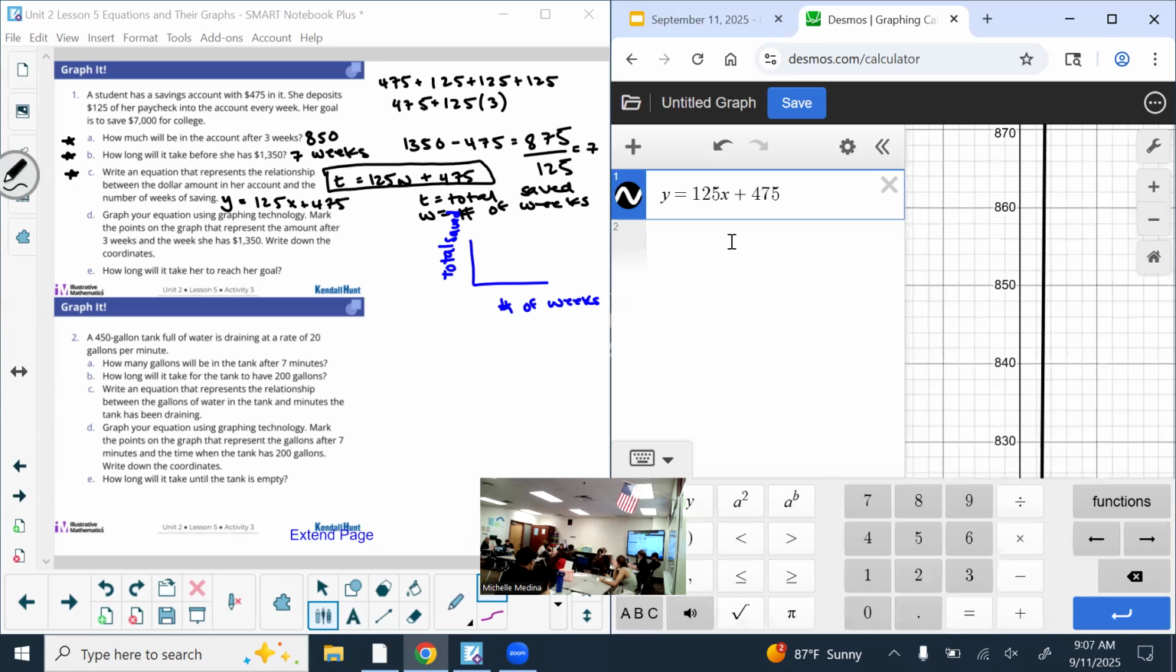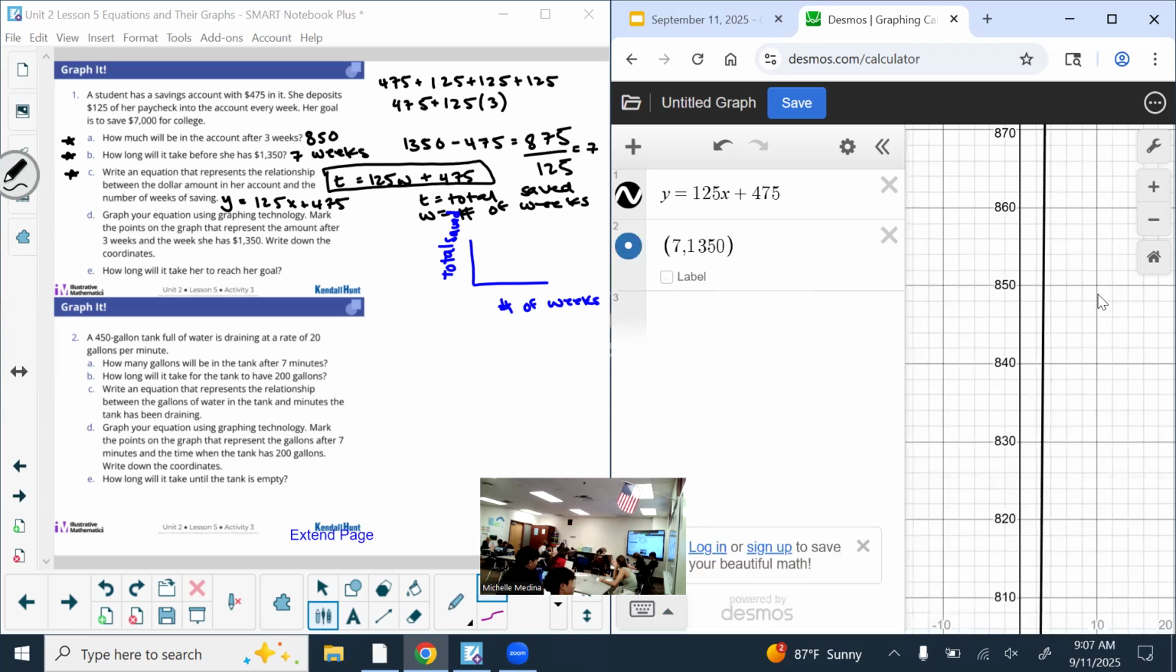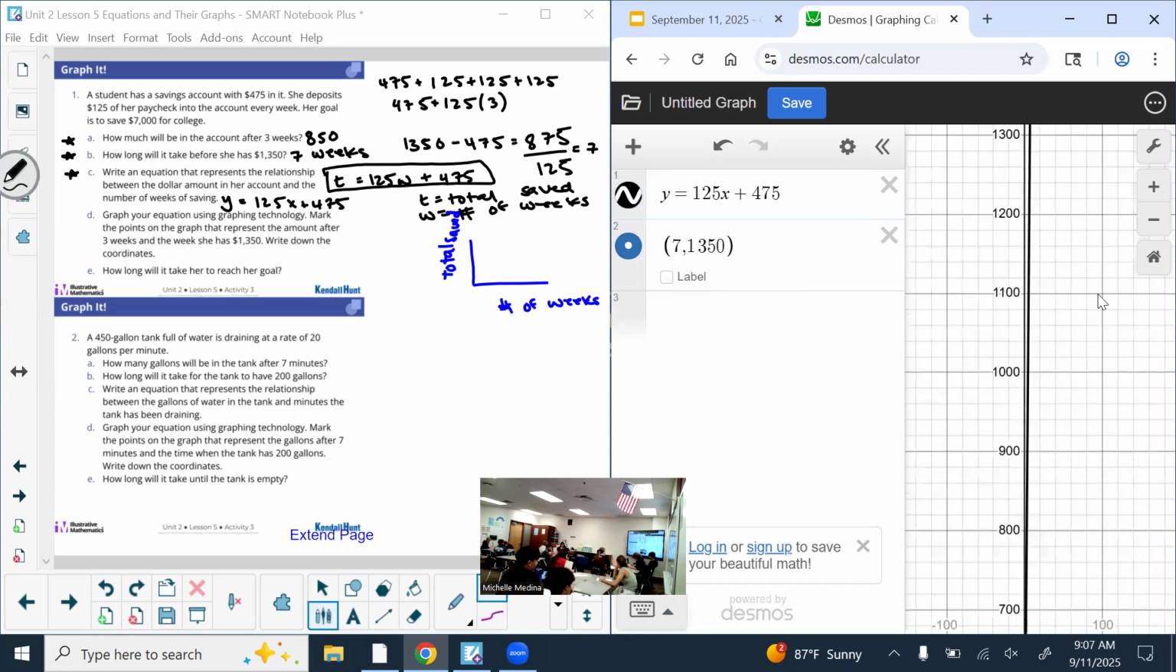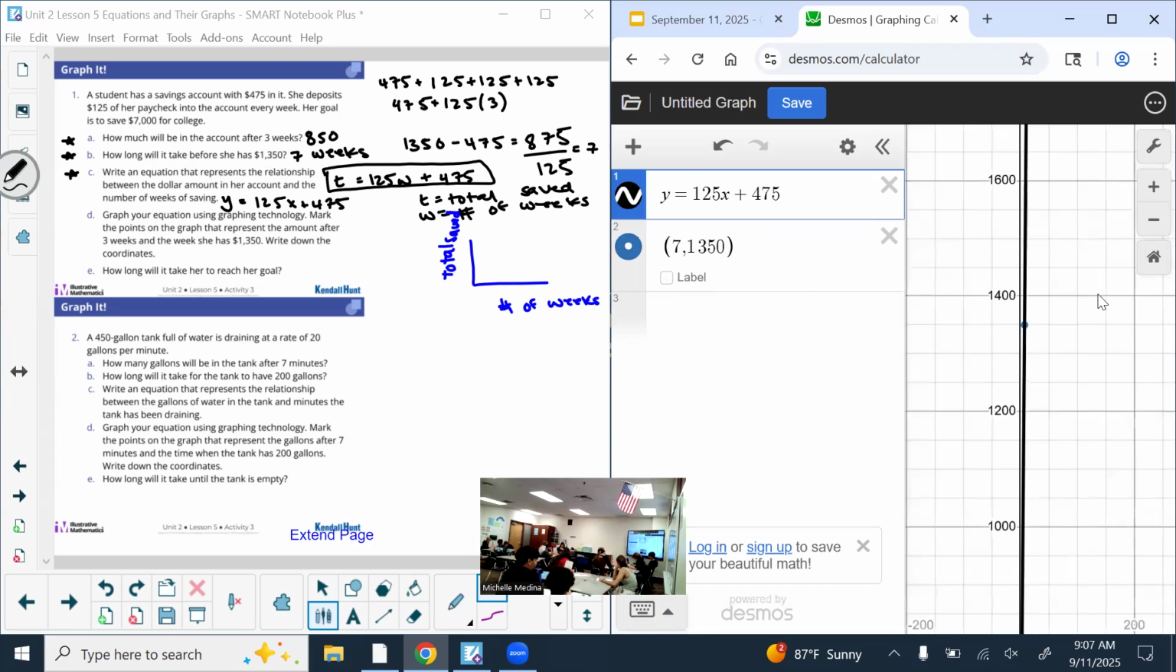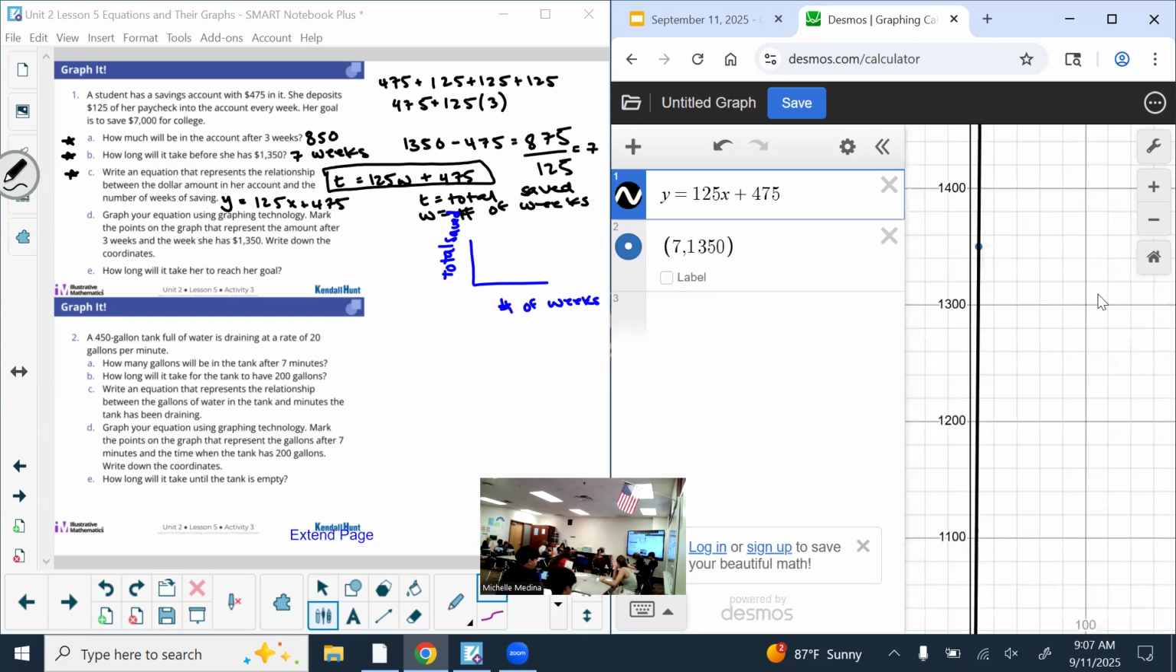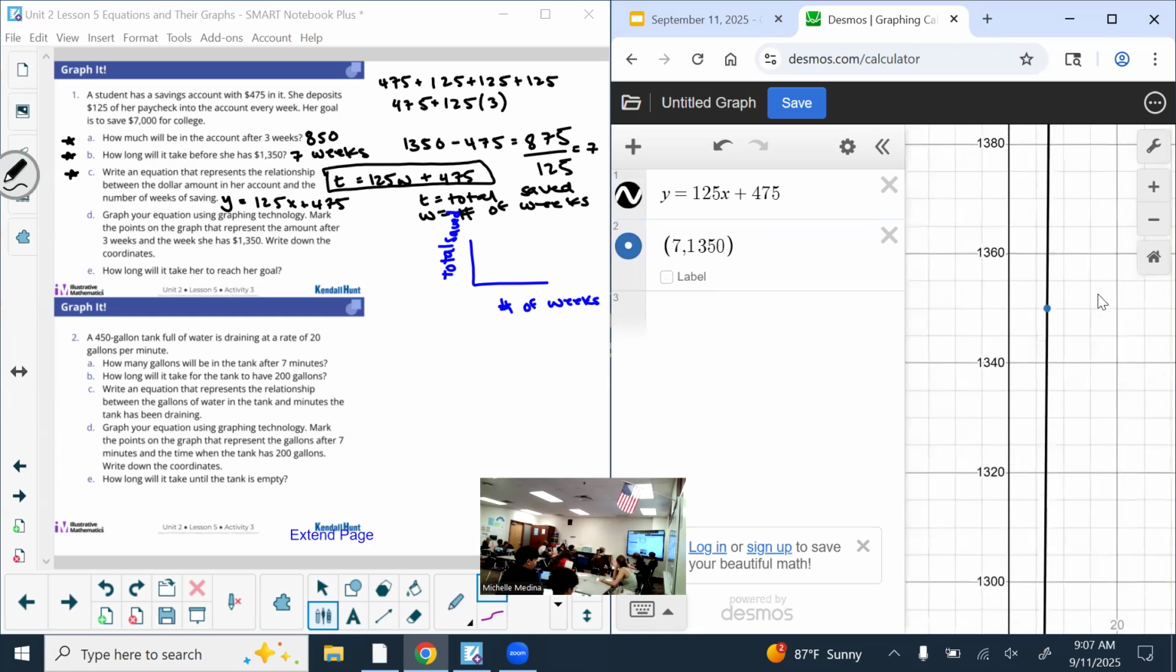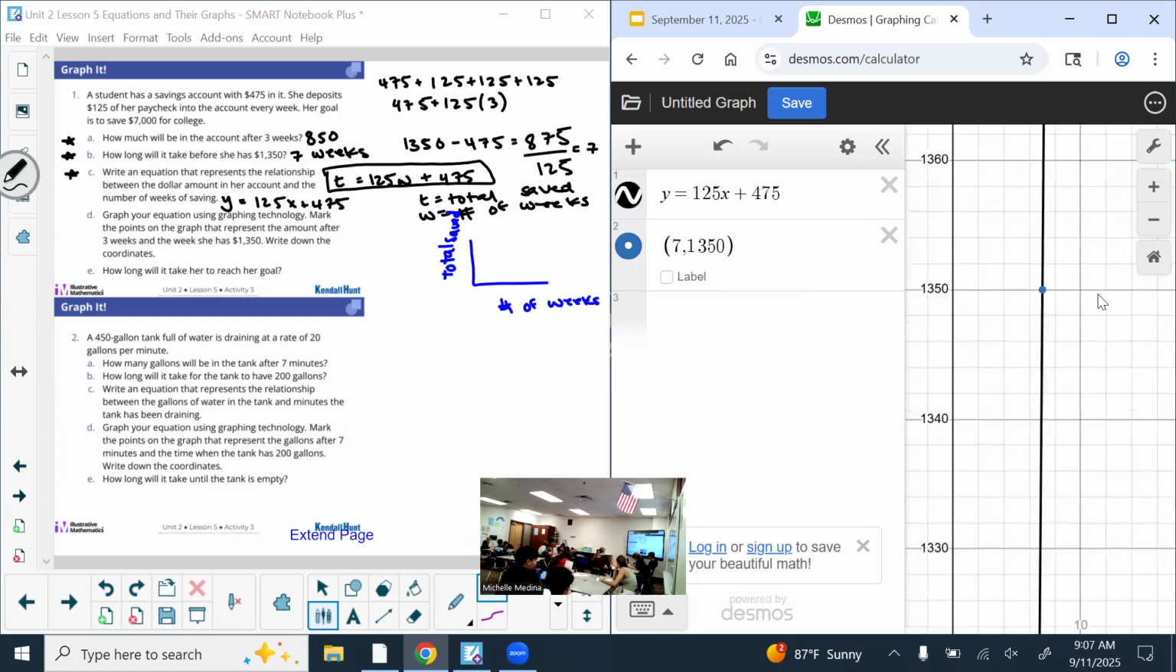For 1B, the pair was 7 for the weeks and 1350 for the Y. Notice I'm not putting a comma between here because then it can't read it. It reads the comma as separating the X and the Y. So make sure you pay attention to that. I have to zoom out because 1350 on the Y would be way up here. Zoom in and you can see better that it is on the line. All right, so everyone see that? Any questions?